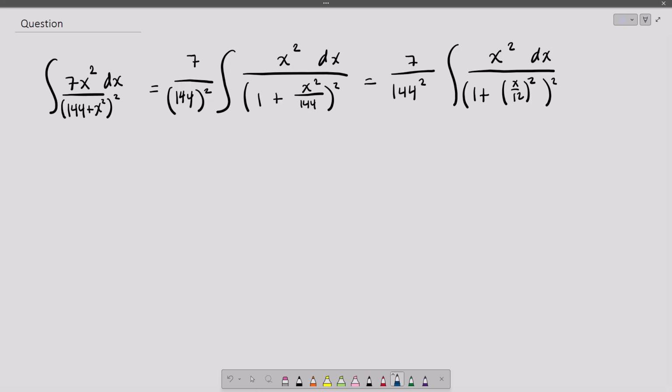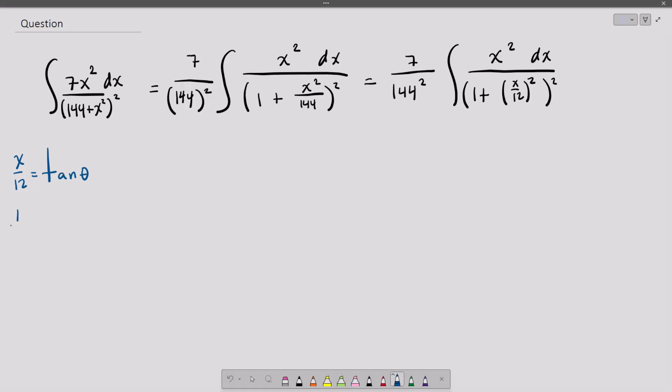Sine, secant, or tangent? Tangent. Tangent because it's a plus. So tangent will equal, well, we usually write the x on the left. So x over 12 will equal tangent.